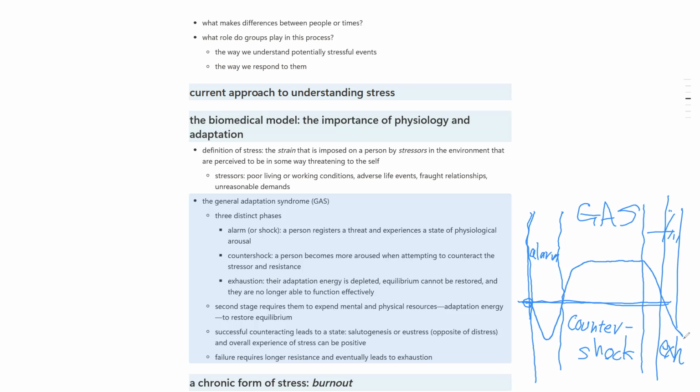Alarm is when a person registers a threat and experiences a state of physiological arousal. Maybe alarm can be around here, because it also includes the state of physiological arousal. And counter shock is when a person becomes more aroused when attempting to counteract the stressor, and the resistance. So this is basically when, after you experience a stressor, you try to restore your immune system, kind of. And exhaustion is the adaptation, when their adaptation energy is depleted and equilibrium cannot be restored.